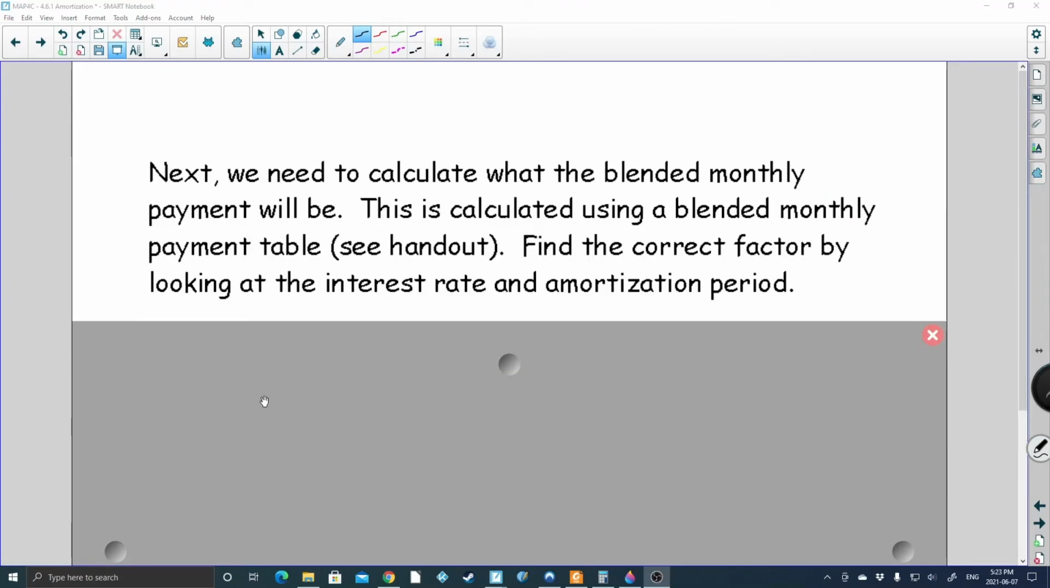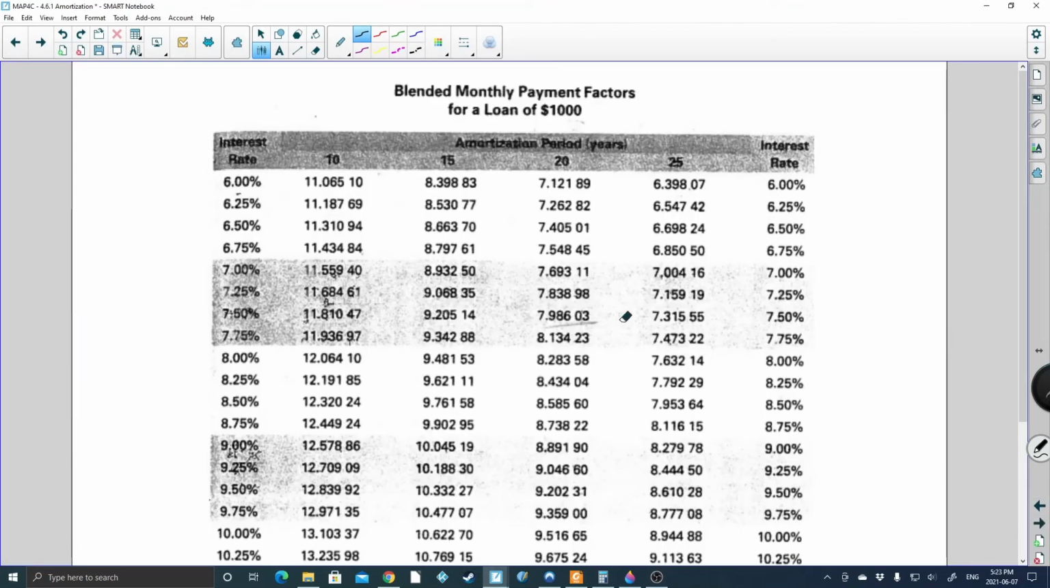So the next thing we need to do is calculate that constant monthly payment, what we call the blended monthly payment. And this is done using tables. Now the tables look like this, and this is not a great scan. I got it out of a textbook a long time ago. But basically what it shows you is the number of years at the top. So 10 years, 15 years, 20 years, 25 years. And then it shows you what the interest rate is, and it shows you the interest rate on both sides. Now this is for a loan of $1,000, all right?